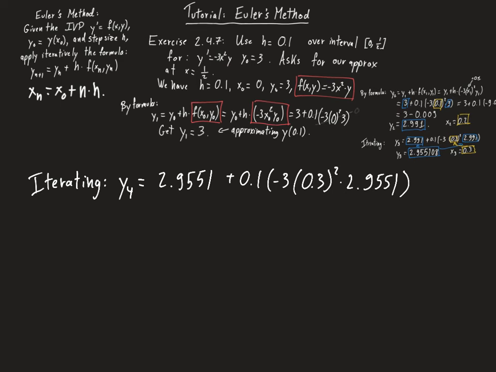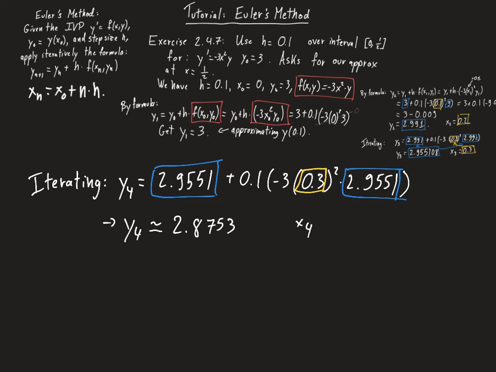And just once again, just to be very clear to see where I plugged in what, these are the guys in blue, and this is the guy in yellow. And this is going to give us, this time I'm going to round this. Again, don't use equal signs when you round. Use that y4 is going to be approximately equal to, what does Google say? Google says this is 2.8753. And of course, x to the fourth, or x4, is going to be equal to 0.4 here.